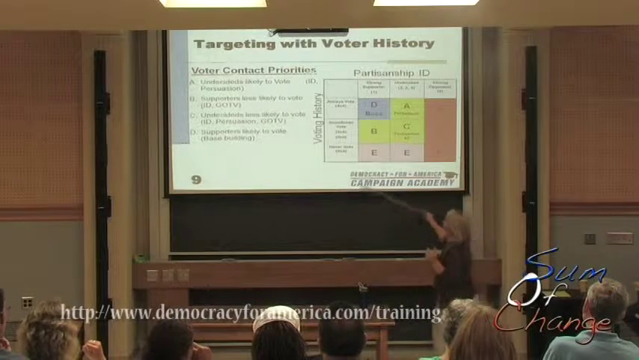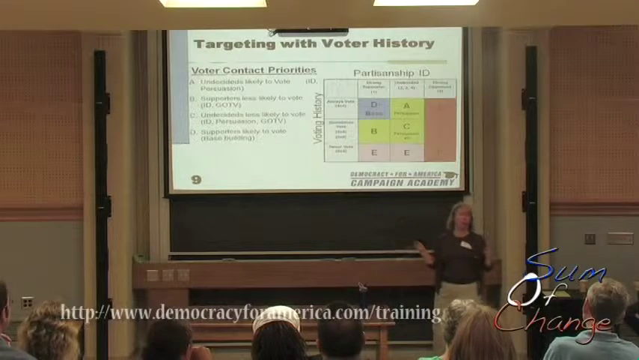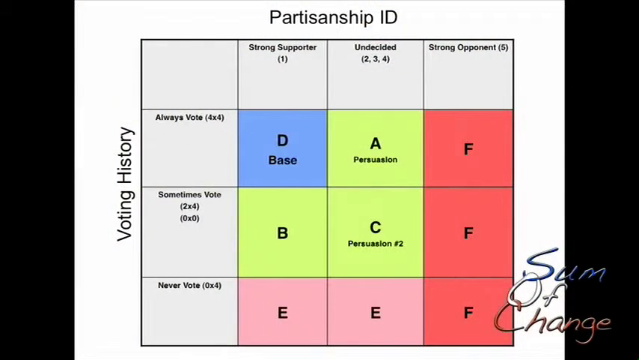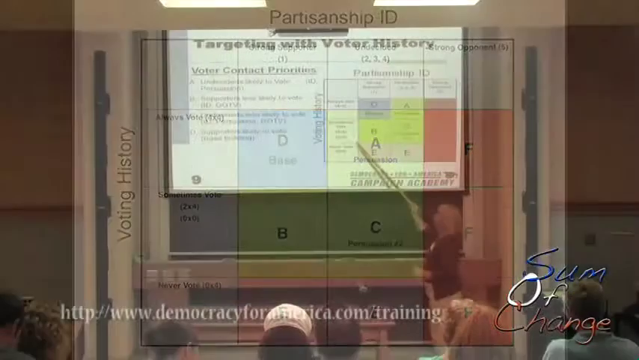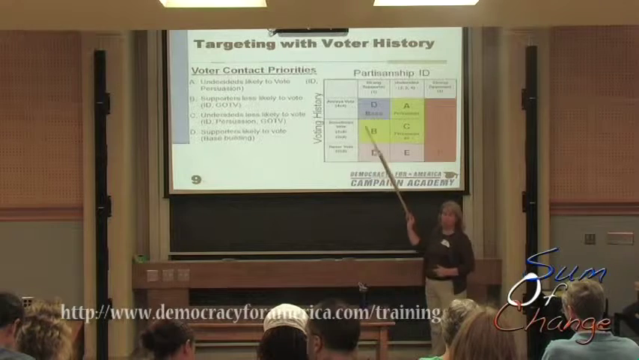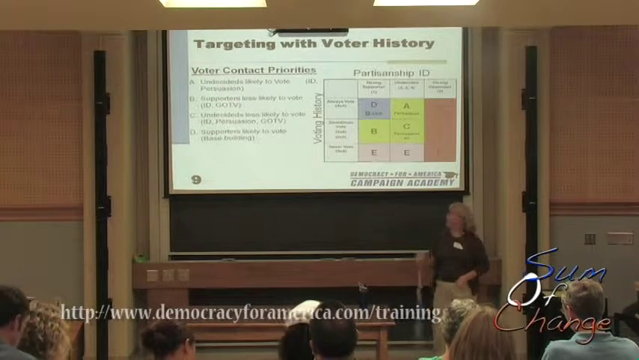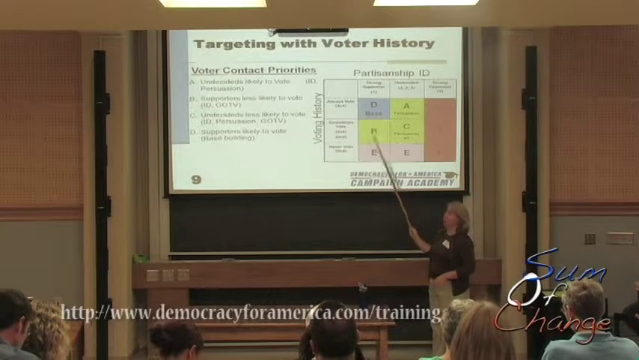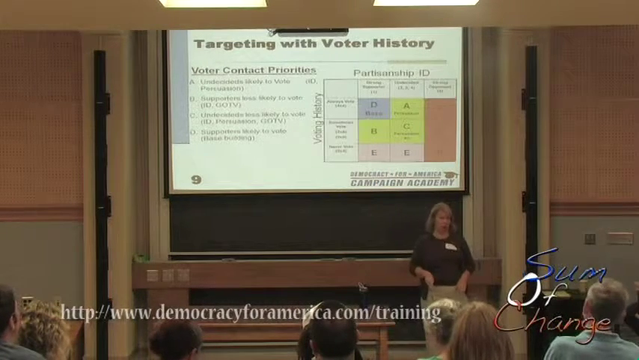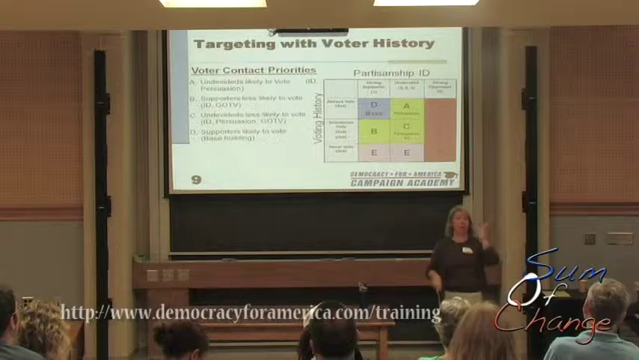If you see here, it says 0 out of 0s. That's new registrants. Never treat people who haven't had a chance to vote as people who have never voted. Okay? So sometimes voters are people who maybe they'll come out, maybe they won't, and new registrants. And then this bottom one here, never voted. They've been registered, but they've never voted.